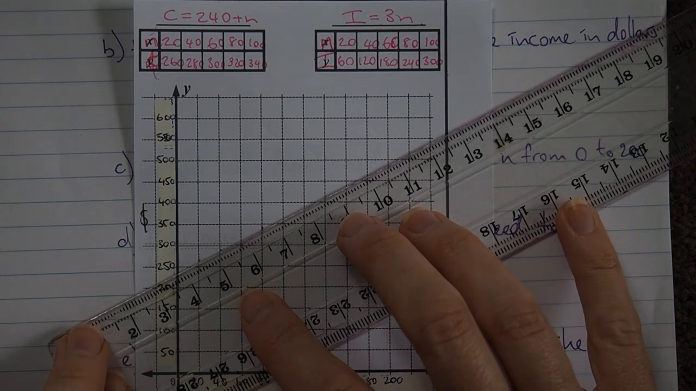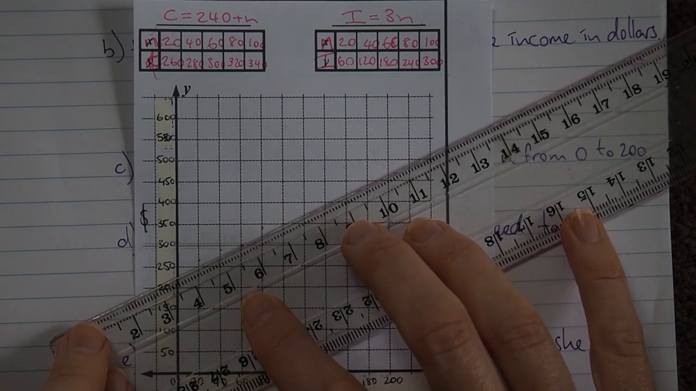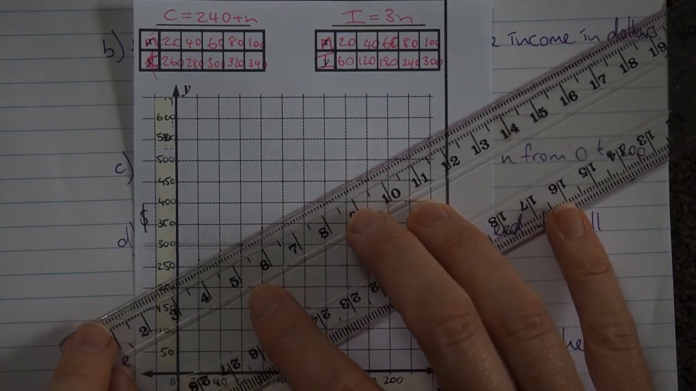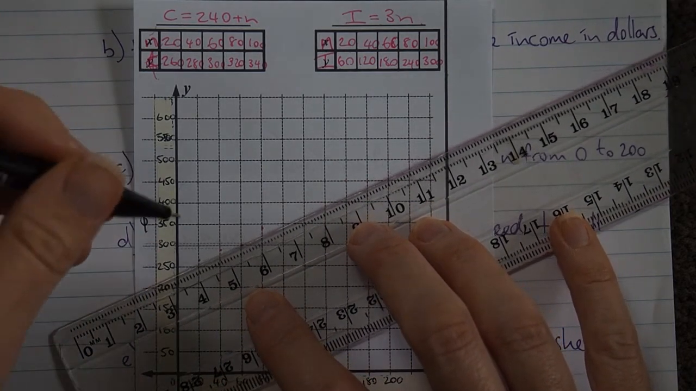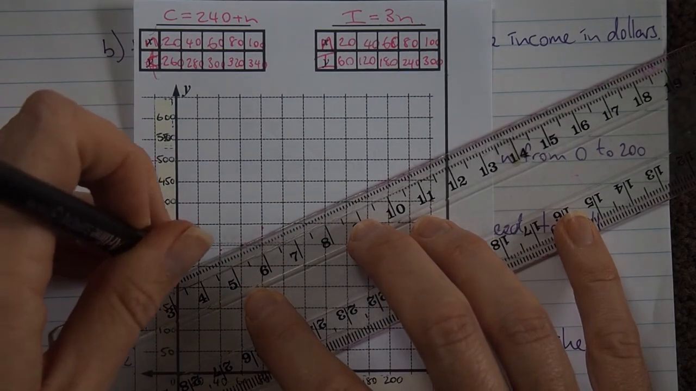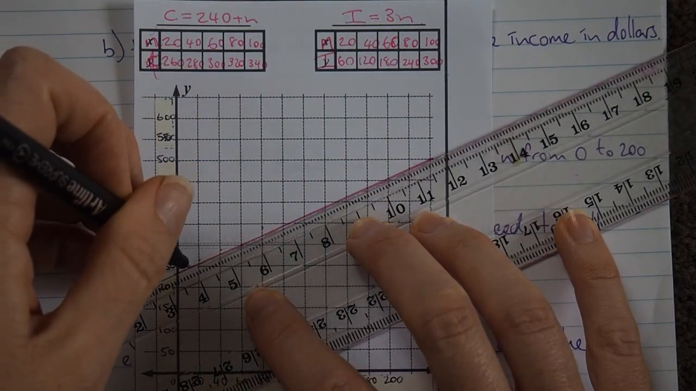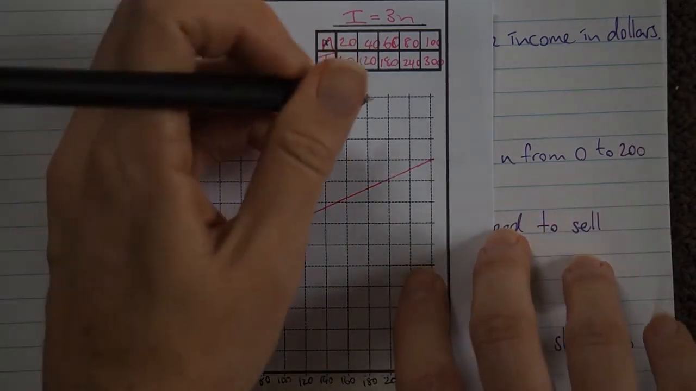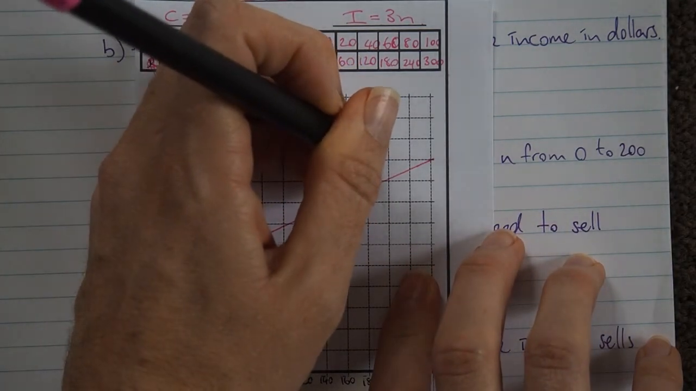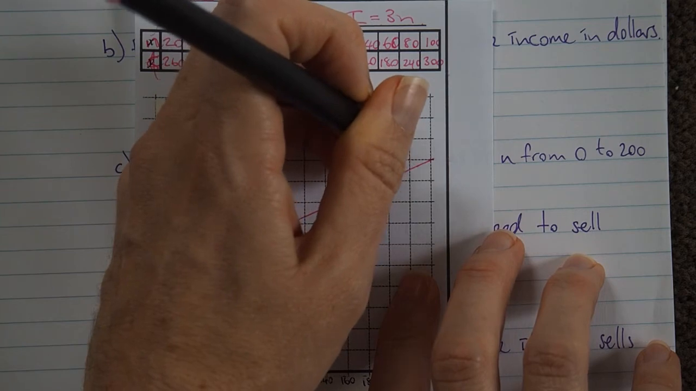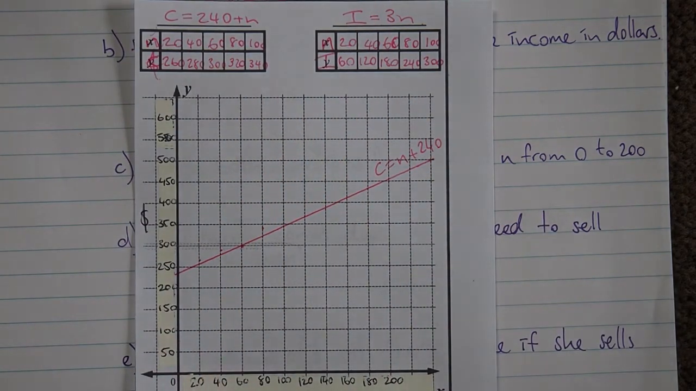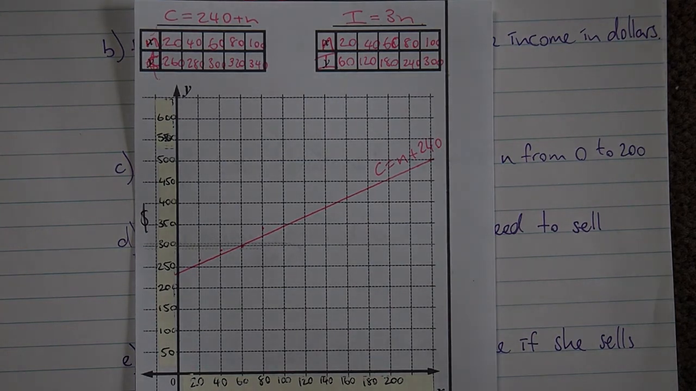Okay, so it's going to look a little something like this. Obviously my graph is a bit off because of the estimation, but that's okay. We have, of course, our label, C equals N plus 240. Change colors.